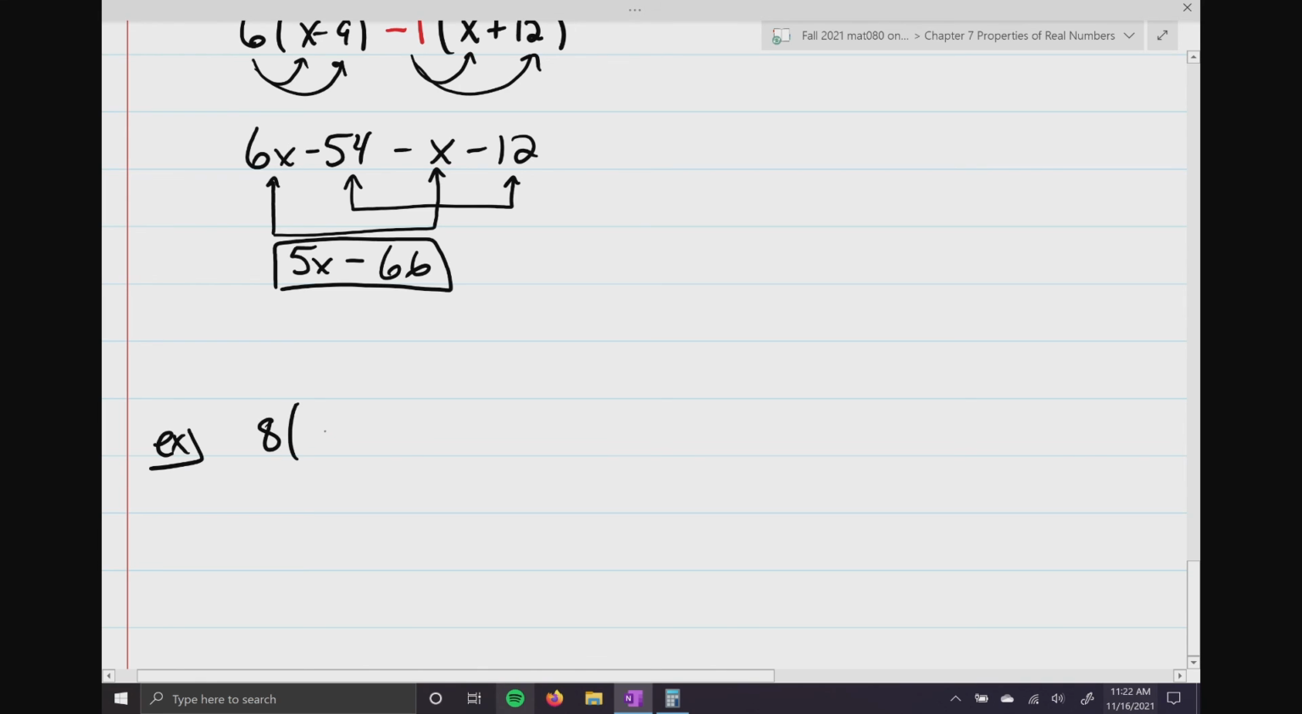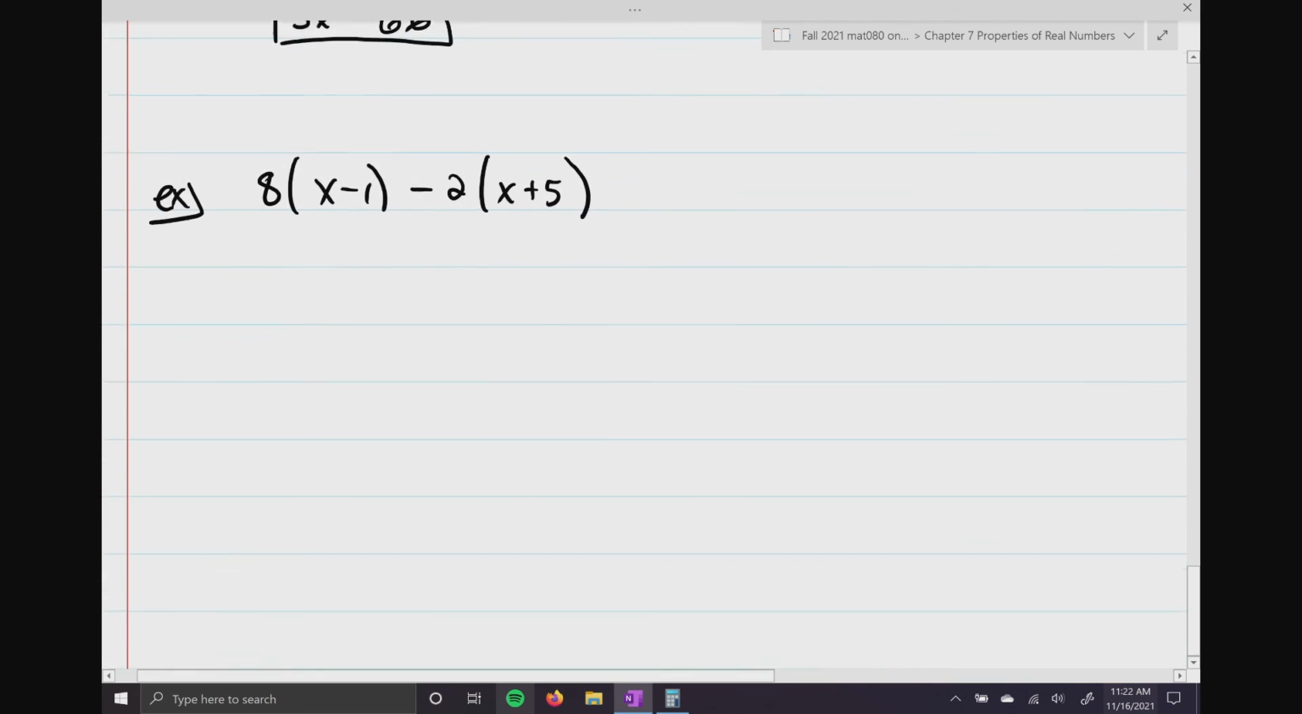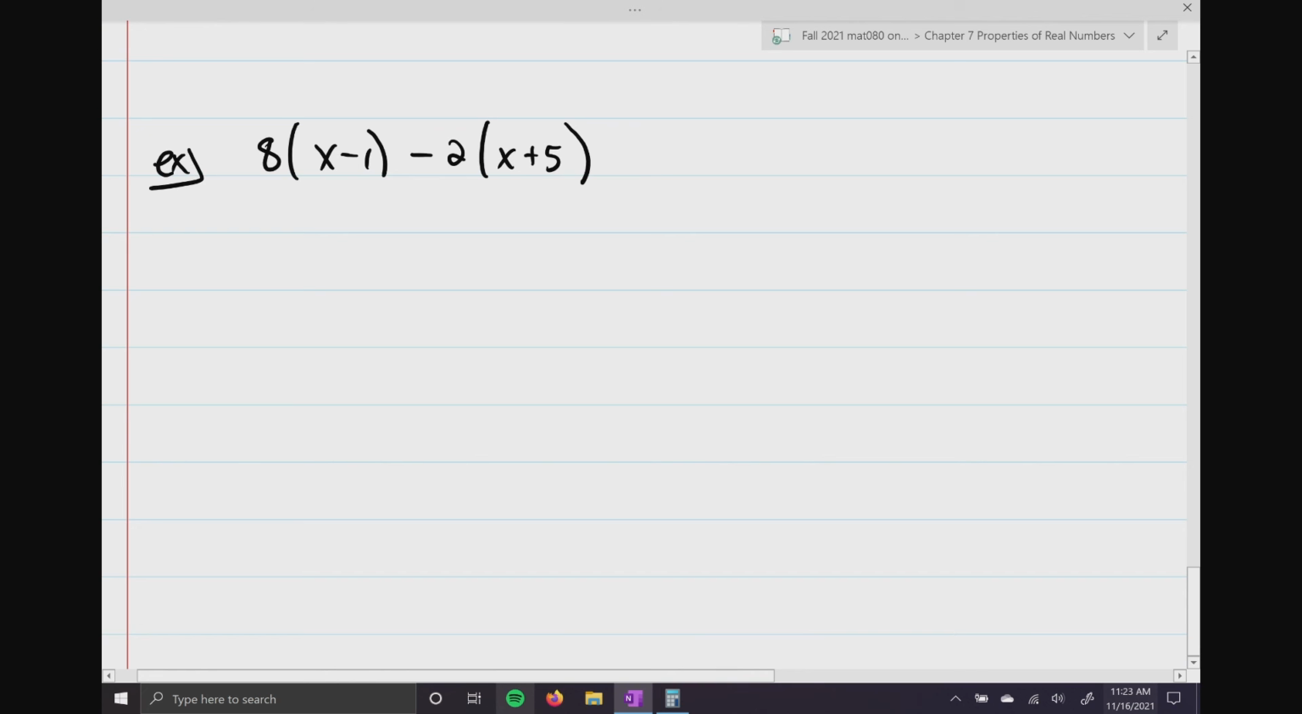So we got 8 times the quantity x minus 1 minus 2 times the quantity x plus 5. Okay? So here we know we want to remove parentheses. All right? So to do that, we're going to take the 8 and distribute. That's going to give me 8x minus 8. And we're also going to take the negative 2 and distribute that. Negative 2 times x is minus 2x. Negative 2 times positive 5 is negative 10.